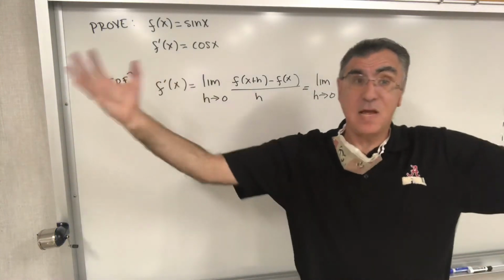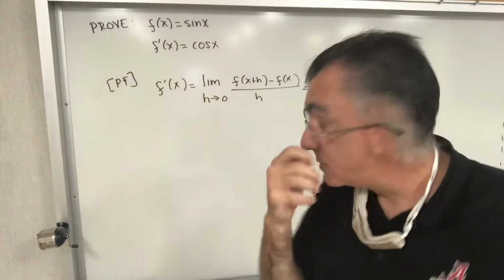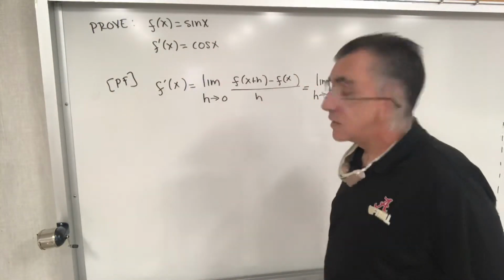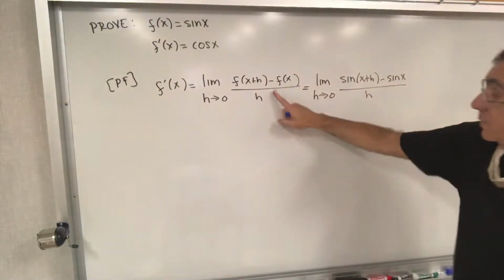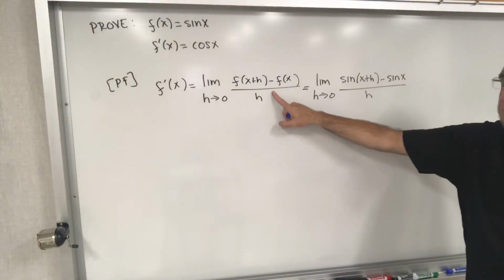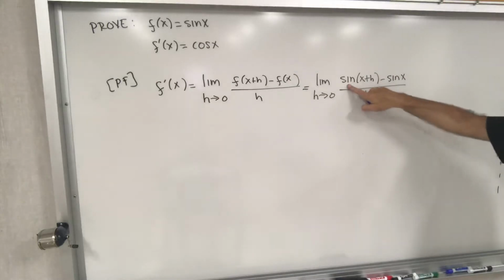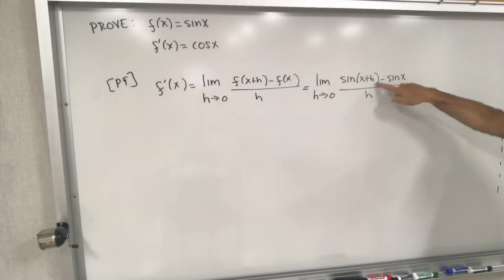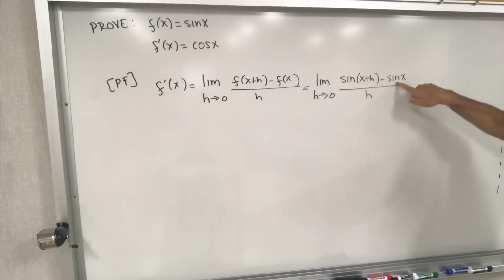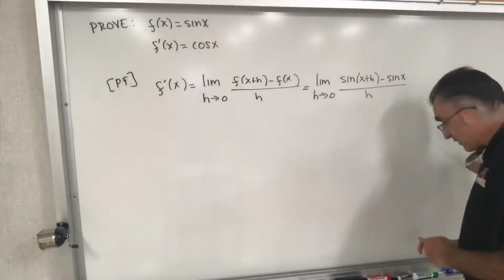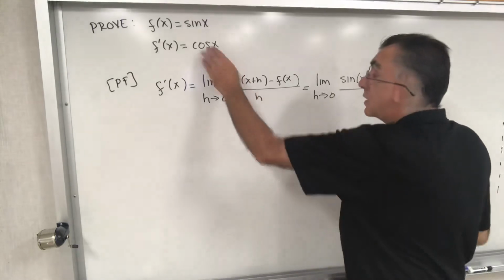Okay, time for the proof. Lesson 2 of this week. We're going to prove that the derivative of sine is equal to cosine. We need the definition, and then of course the function that we're actually using is sine. So I'm going to put sine in for the function we're using. Now we want to prove that this equals cosine.